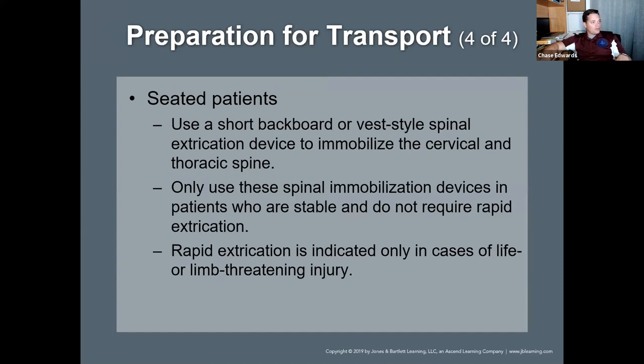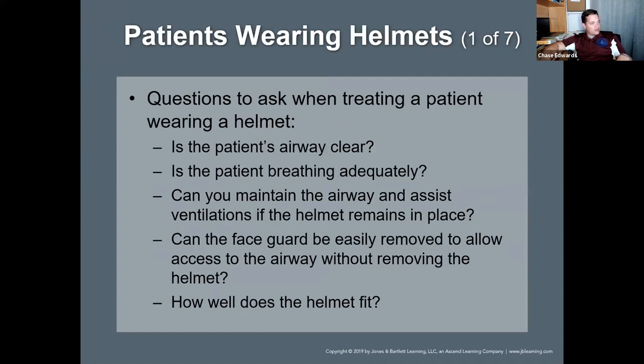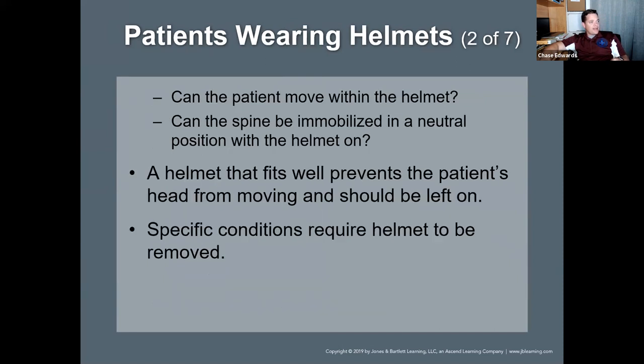We'll go over those. I already know we're going to talk about that, taking helmets off and stuff like that. So you're going to remove the helmet if. All right, so let's talk about this. This is always a big question, removal of helmets. So some questions you're going to ask is, can the patient move within the helmet? If they can, that's not good. Can the spine be immobilized in a neutral position with the helmet on? That's a question we're going to ask.